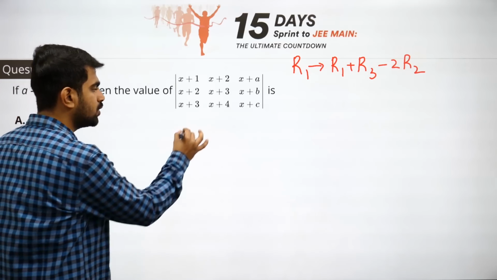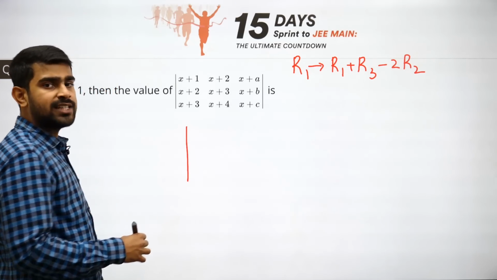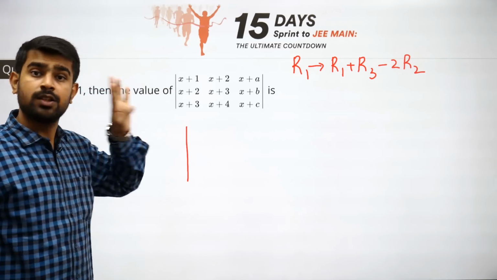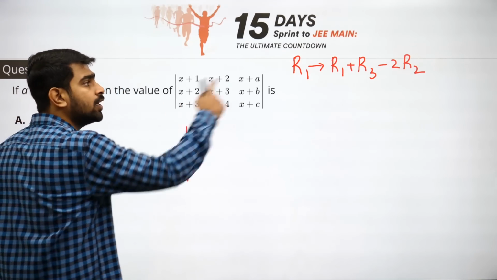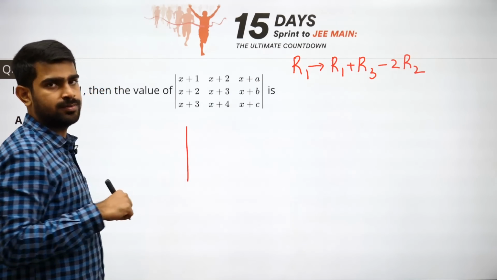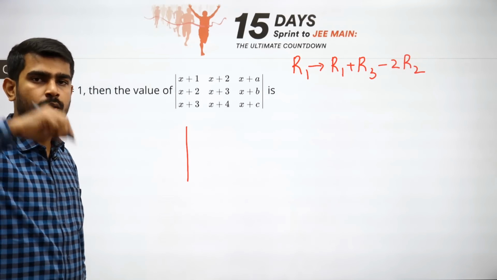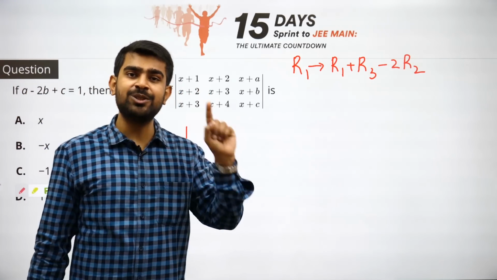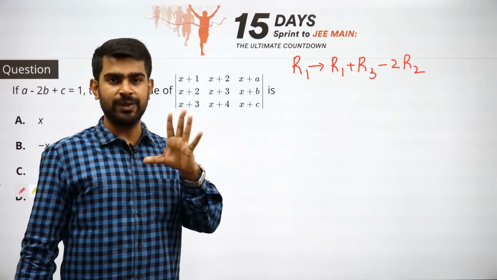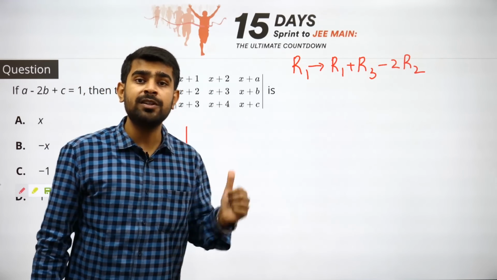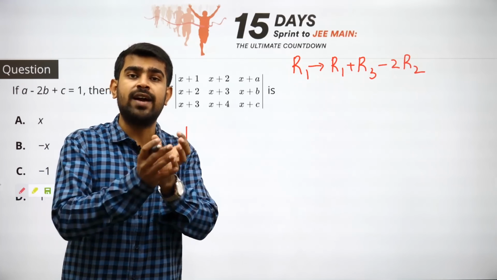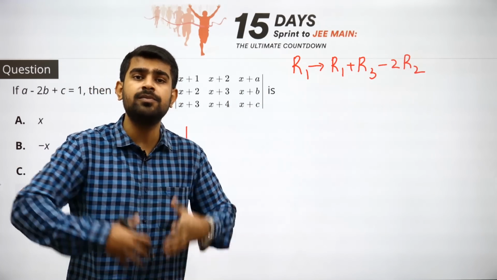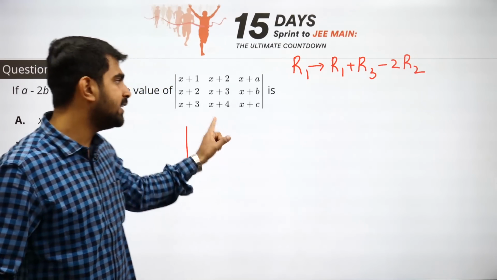Now let us come back to the solution of this. Now what is R1 plus R3? It will be 2x plus 4, minus 2 times (x plus 2), which is going to be 0. Isn't that superb? That is the observation you should make when you start a determinant question like this. When you start a determinant question which asks you to find the value, you have to think along these lines. You have to bring as many zeros as possible. That is my intention here.